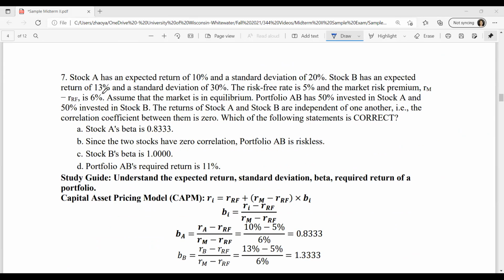Question 7. Stock A has an expected return of 10% and a standard deviation of 20%. Stock B has an expected return of 13% and a standard deviation of 30%. Risk-free rate is 5% and market risk premium is 6%. Assume that market is in equilibrium. This sentence means that expected return equals required return.